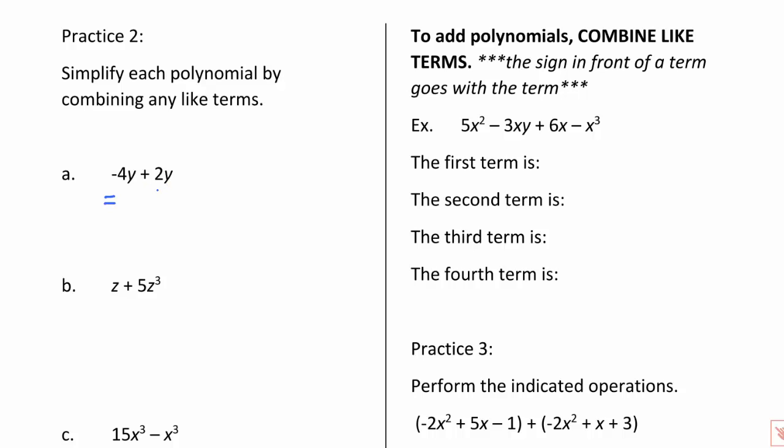Well, the question is, how do we combine like terms? Well, you just add and subtract the coefficients. And the coefficient for the first term is negative 4. The coefficient for the second term is 2. Then negative 4 plus 2 means negative 2. And then you just keep the label that you have here, which in this case is y. So there you go. That's how you simplify the first polynomial.